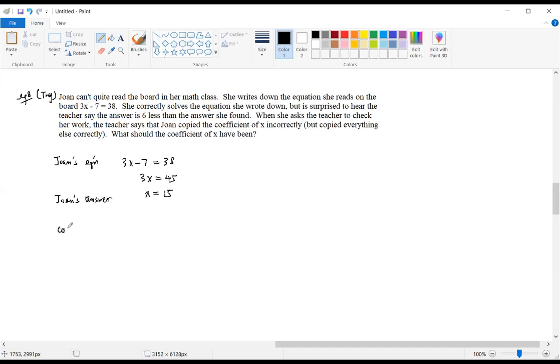But the correct answer was 6 less than her answer. So it should be 15 minus 6, which is 9. That's the correct answer. Then now the correct equation should be this. The coefficient of x is wrong, so it wasn't 3, but something else. Let's say it is K. I just make a letter for it. So you want Kx minus 7 equals 38, while x equals 9 is the solution.